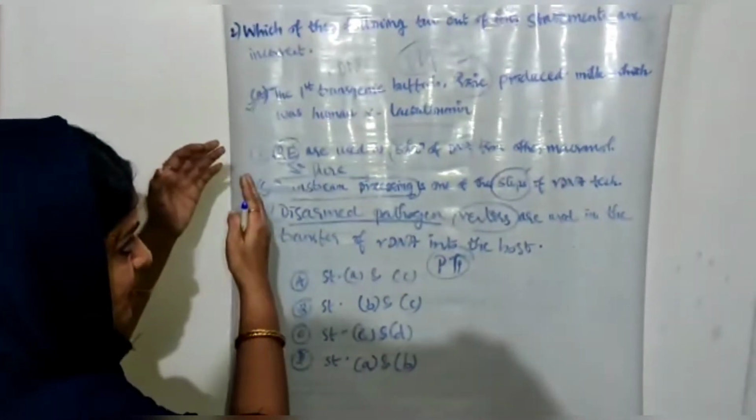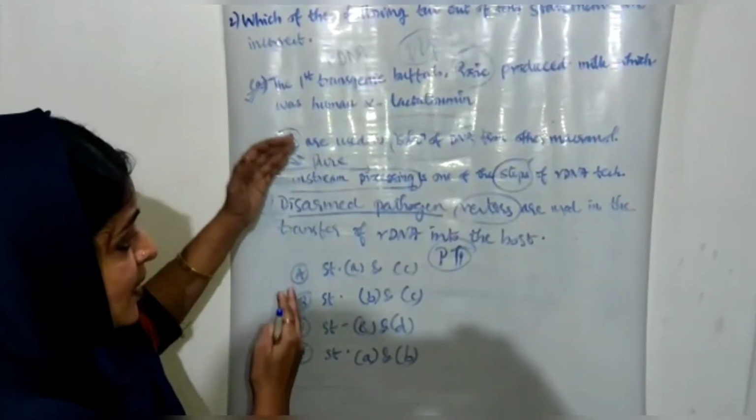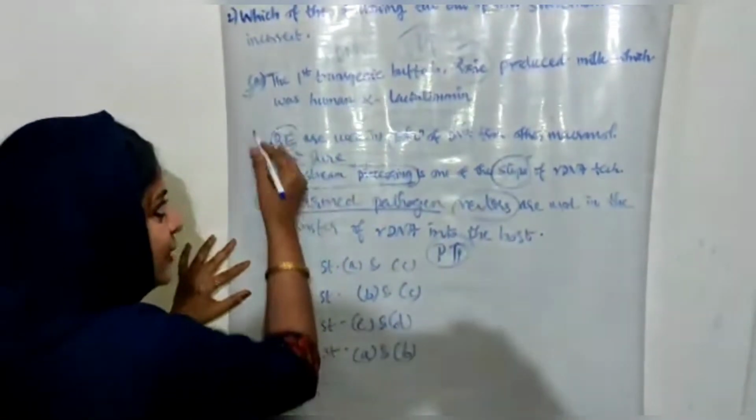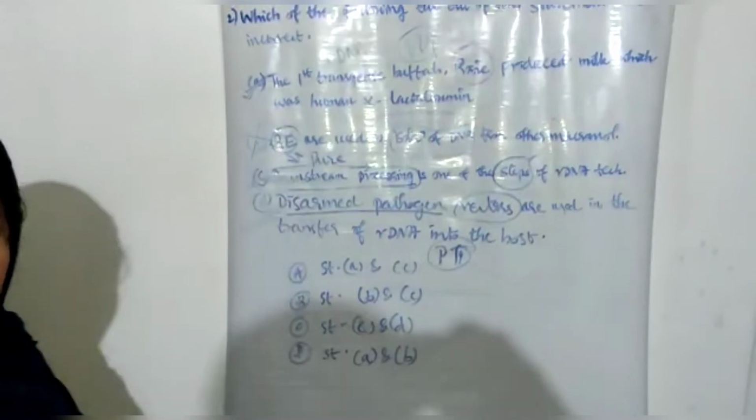So as the statement says, restriction enzymes are used in the isolation of DNA from other macromolecules is a big no. So that option is wrong.